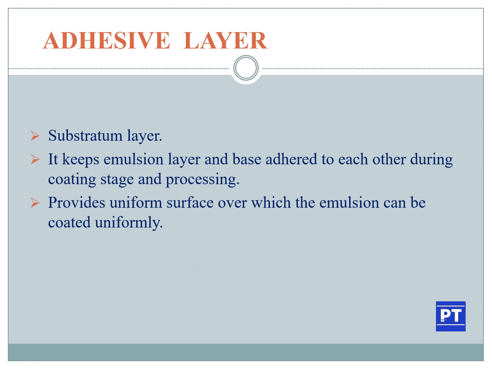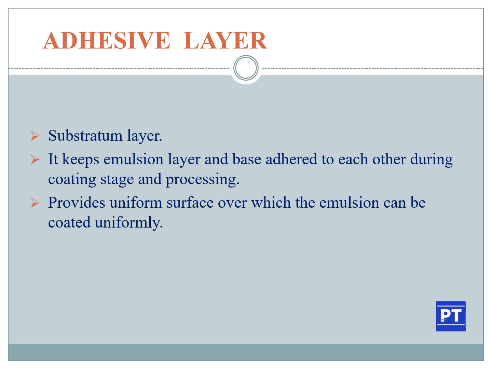The next layer is the adhesive layer, otherwise known as the substratum layer. It keeps the emulsion layer and base adherent to each other during the coating stage and processing. It provides a uniform surface over which the emulsion can be coated uniformly. It does not have an important role beyond the coating stage. In order to coat the base with the emulsion layer, we use an adhesive layer or substratum layer.